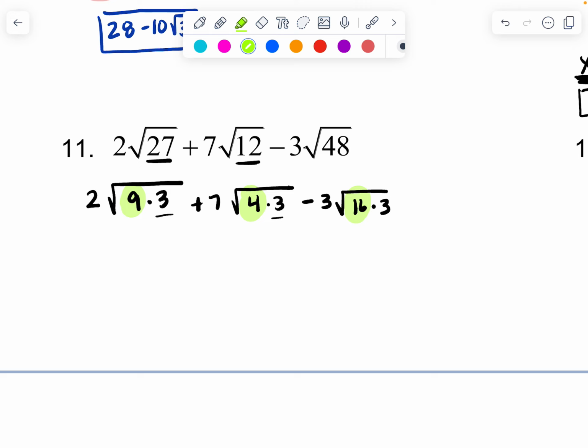So how does this work? Let's do it, okay? This is 2 times the square root of 9, which is 3.